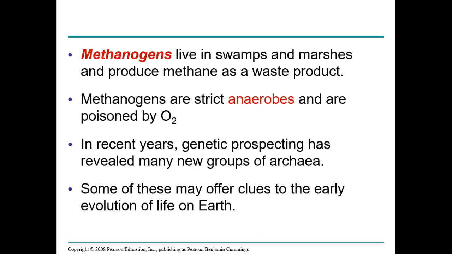Okay. What are methanogens? Methanogens live in swamps and marshes and produce methane as a waste product. Methanogens are found in biogas plants, and you can see this. Methanogens are strict anaerobes and are poisoned by oxygen. In recent years, genetic prospecting has revealed many new groups of archaea. Some of these may offer clues to the early evolution of life on Earth.